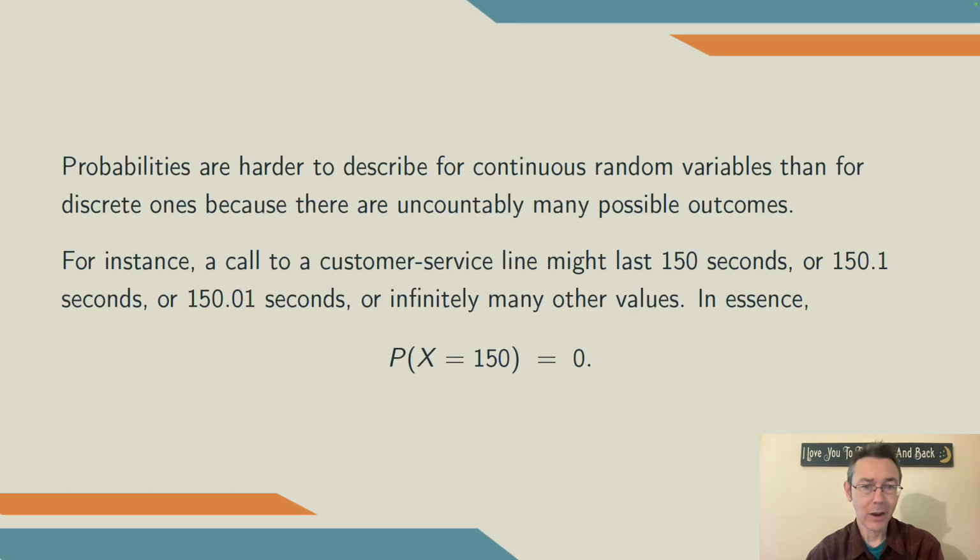Probabilities are harder to describe when you have a continuous random variable. For instance, if you're talking about the duration of calls to a customer service line, it's not really appropriate to ask the probability that the call lasts exactly 150 seconds. That probability is going to be essentially zero. The actual call length is probably 150.1 or 150.01 or one of another uncountably many values nearby 150.